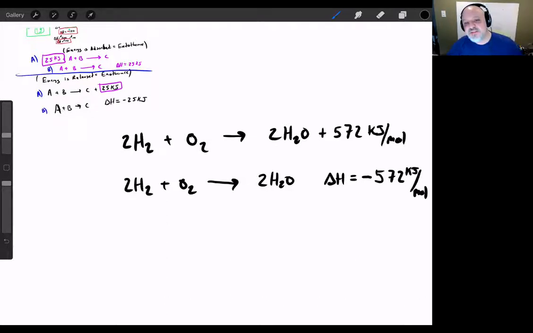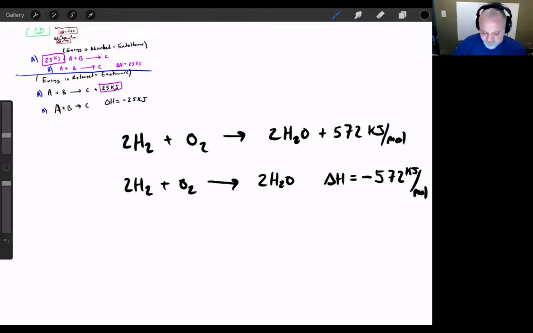The units I've switched up to kilojoules per mole to be consistent with what you'll see. It was implied before, but really what we're saying is that this is the stoichiometric relationship of the value of energy with a balanced chemical equation. So when we say it this way, we say it is 572 kilojoules of energy released per mole based on the stoichiometry.